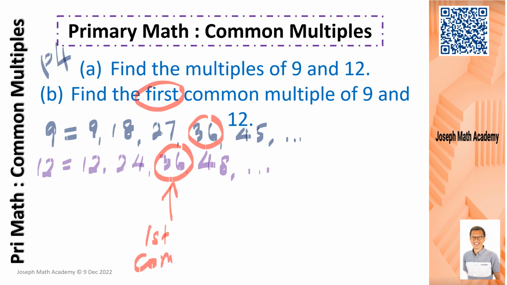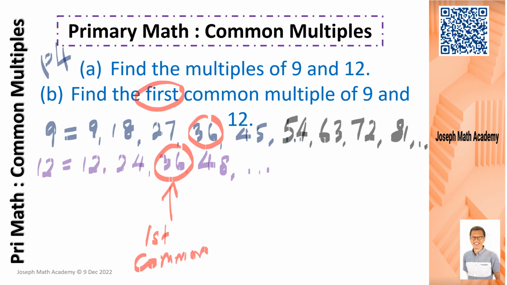The first common. Now, if you continue some more, I'm just continuing for explanation's sake. Okay, so I'm going to continue the multiples of 9. After 45 will be 54. After 54 will be 63. After 63 will be 72. And after 72 will be 81. And the list continues. Okay, so I'm going to stop at 81 because I lack space.